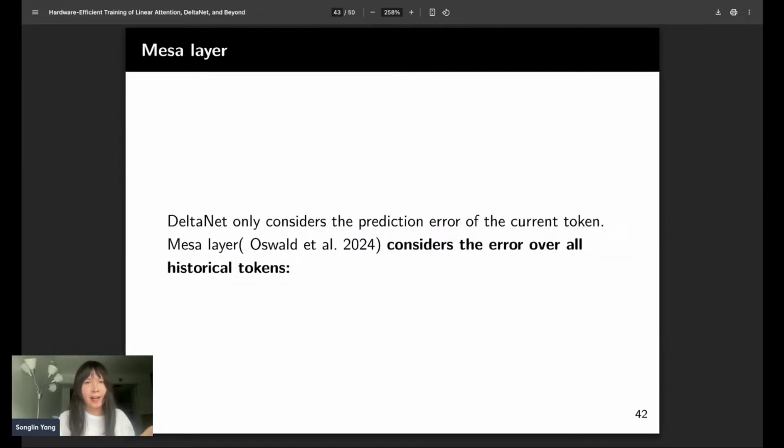And next, I'll also briefly discuss another recent work called Mesa layer. So for Delta Net and TTT, the training objective is just the linear regression loss or nonlinear regression loss for the current key value association pair. However, it does not consider the entire history of the key value association pairs. So in Mesa layer, the objective function also considers the key value association pairs for the entire history.